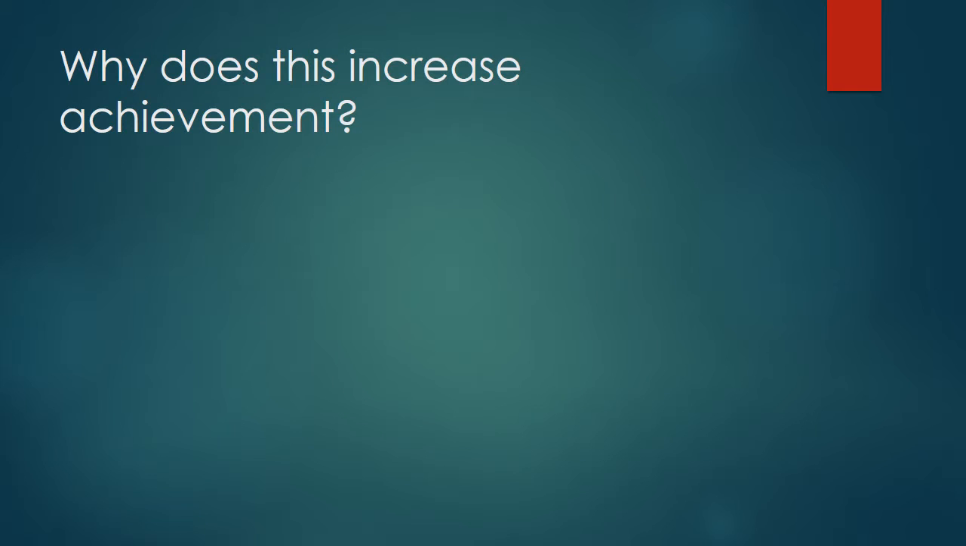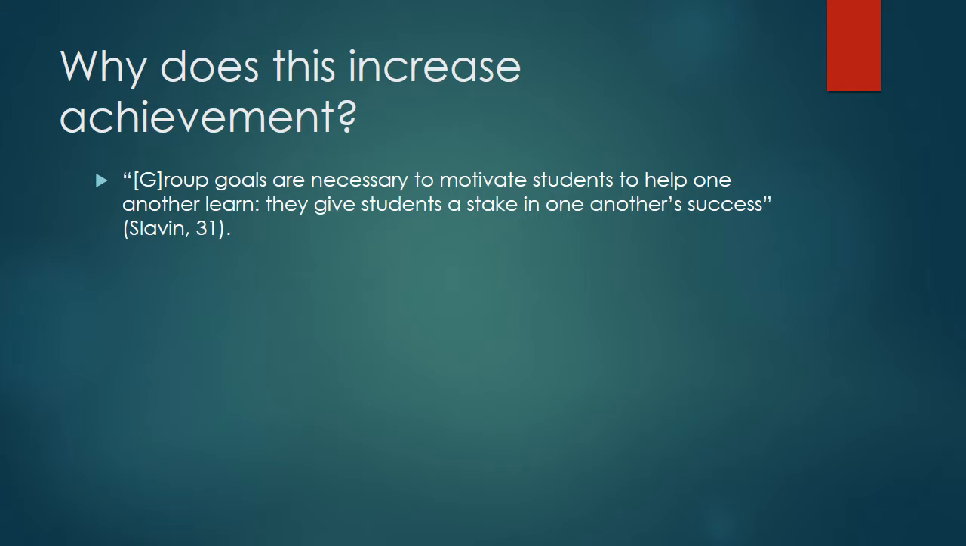Well, Slavin in his article really talked about what he thought the group goals contributed to achievement. And he said that group goals are necessary to motivate students to help one another learn. They give students a stake in one another's success. When students have a stake in their learning and in each other's learning, they're more motivated to learn, and it's going to end up increasing achievement.